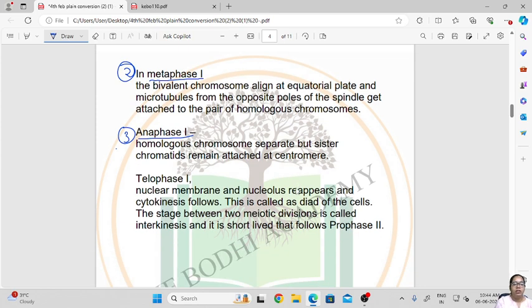And during the fourth phase, that is telophase 1, the nuclear membrane and the nucleolus reappear and cytokinesis follows. That is, cell division will take place, that is, cytoplasm will divide in the telophase. This is called the dyad of cells. The stage between the two meiotic divisions is called interkinesis, and it is short-lived, and it is followed by prophase 2. So after this, the cell will undergo prophase 2, that is meiosis 2 division.